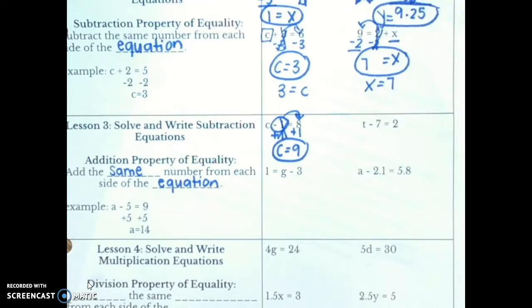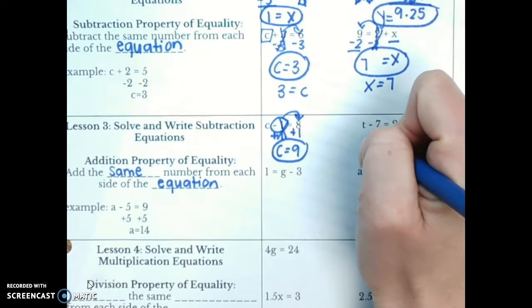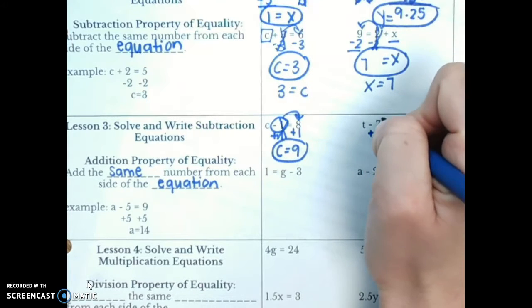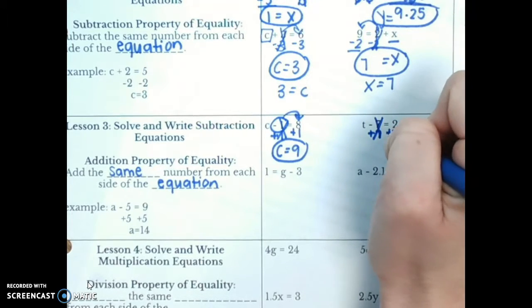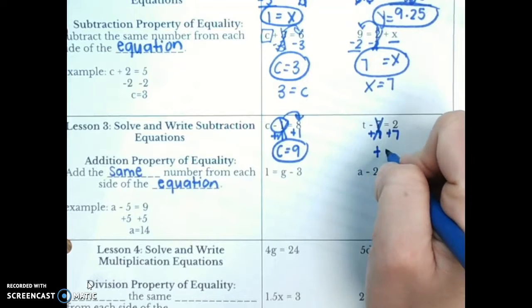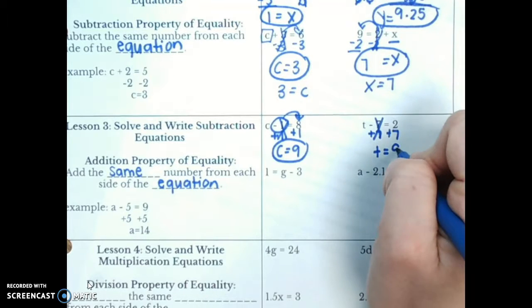We have t minus 7 equals 2. The opposite of subtracting 7 is adding 7, so negative 7 plus 7, we're at 0. We're going to add 7 to this other side, so we have t equals 2 plus 7 is 9.